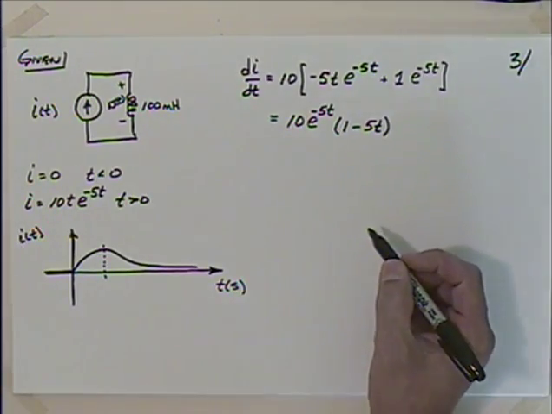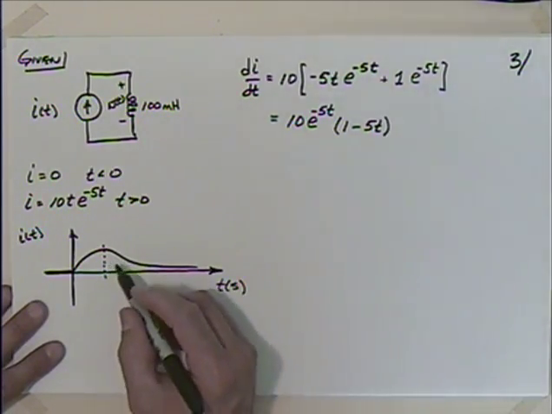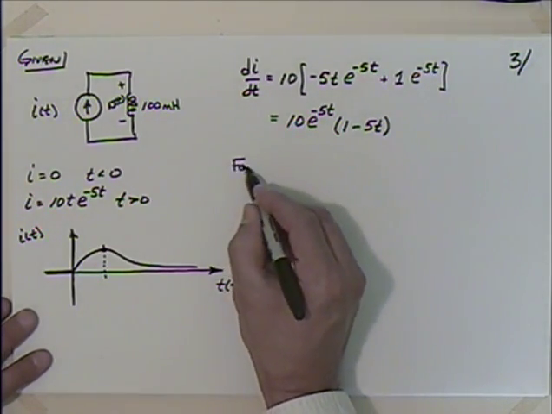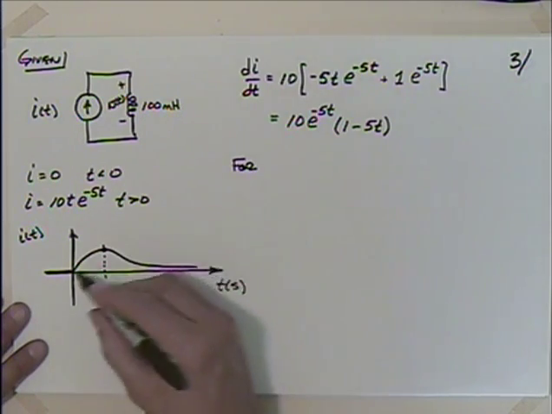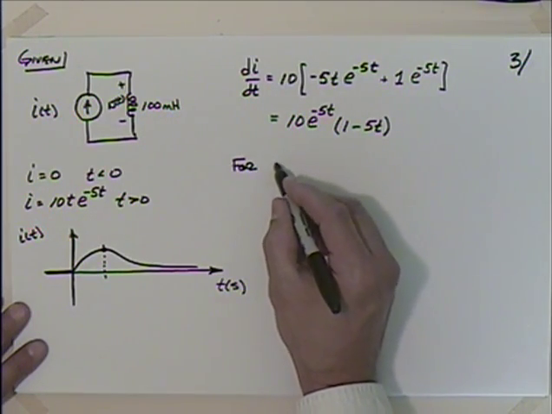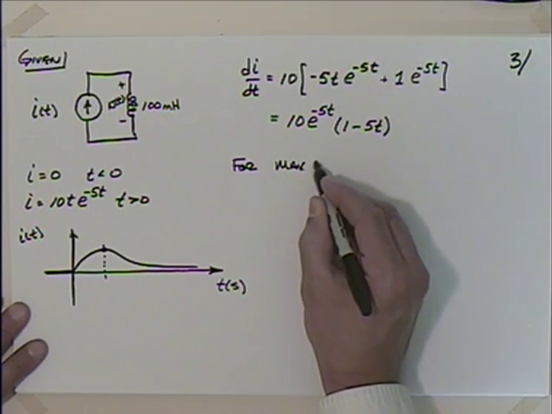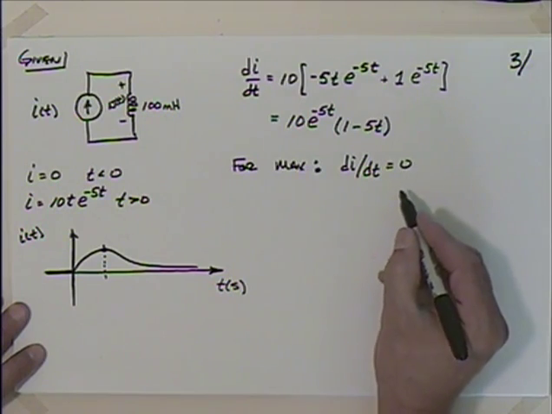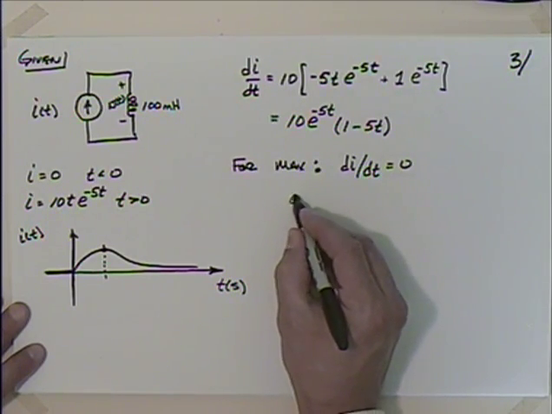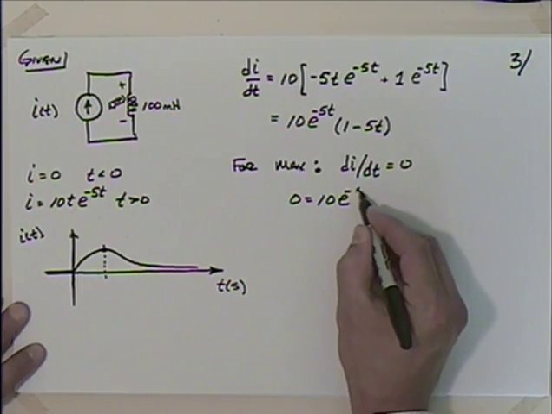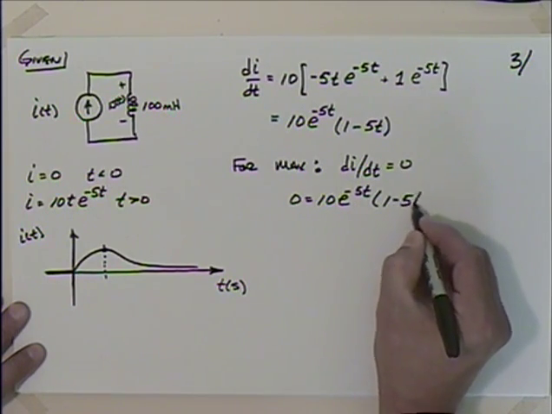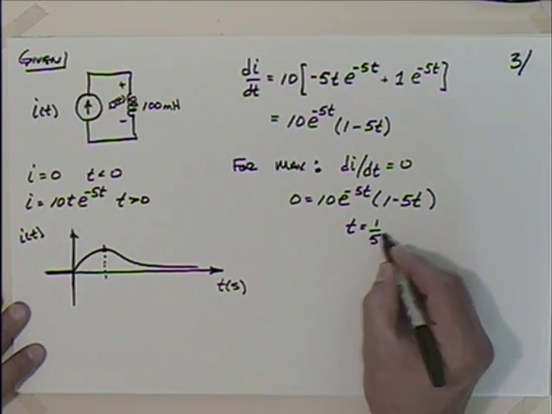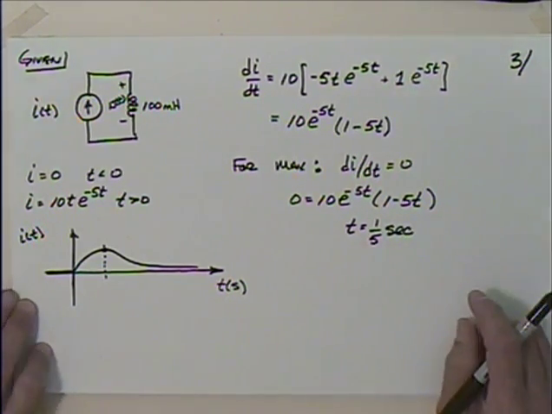Okay, so that's the derivative. And I guess we go back and look at our math. We figure out when this is a maximum. For maximum or minimum, if we got the shape of the graph, we know it's a maximum. For maximum, we will see that di/dt needs to be equal to 0. So you set this thing equal to 0: 0 = 10 e^(-5t) times (1 - 5t), and you solve for t. T turns out to be 1/5 of a second.